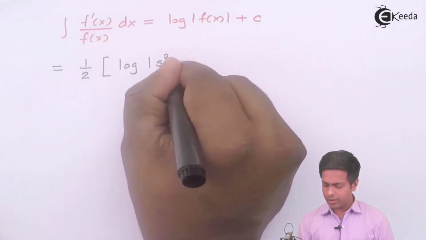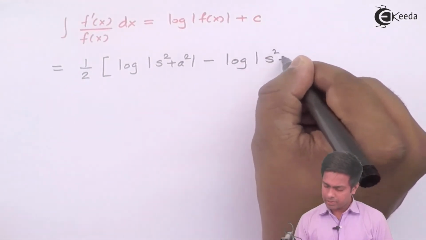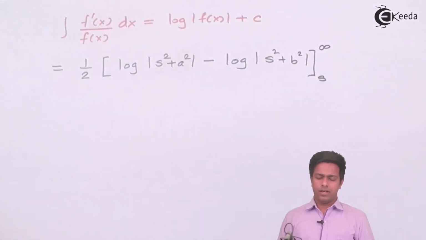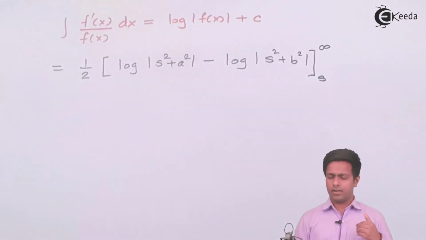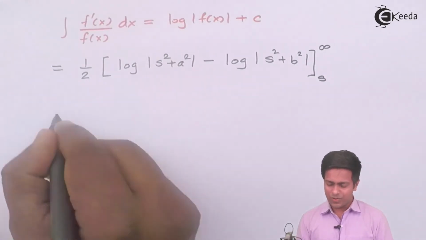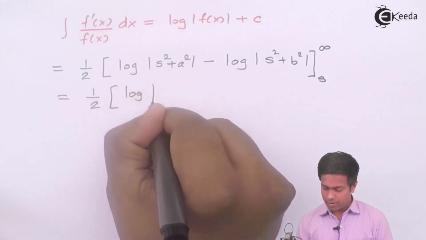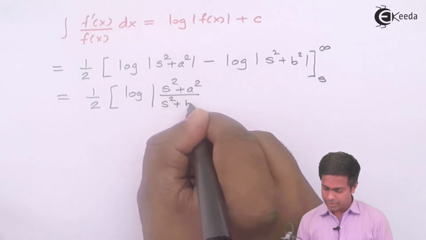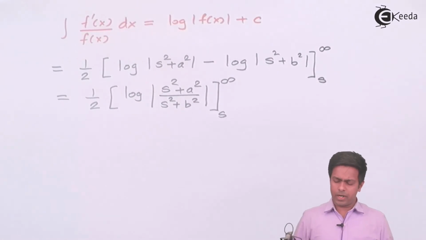log mod s square plus a square minus log mod s square plus b square, and the limit is from s to infinity. Now guys, here we have a log a minus log b kind of structure, therefore here I can apply the property which is log a upon b. So here we will get half into log of a, that is s square plus a square upon s square plus b square from s to infinity. Now let's substitute the upper and lower limit.